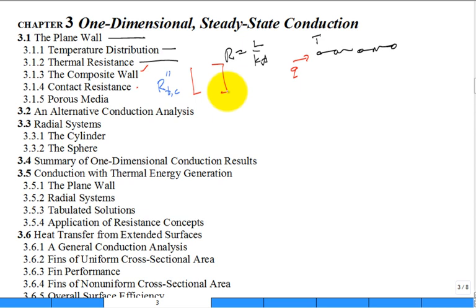How about this? Go back. What were the SI units for this R where it's L over KA? Is that degrees C per watt? Yeah. How about this one now? It's very close to degrees C per watt. Almost there. But they added a little m squared. And they didn't put it in the denominator, they put it in the numerator.